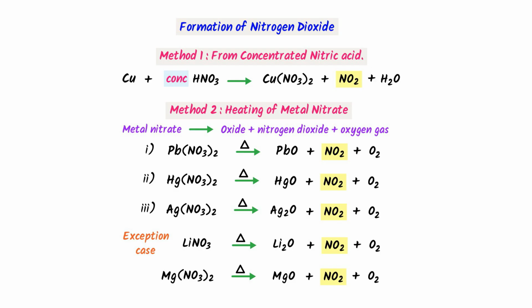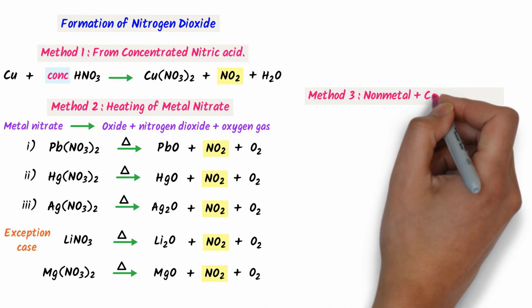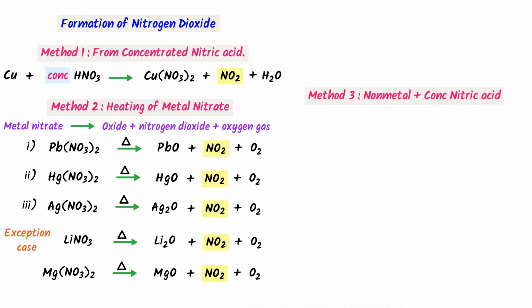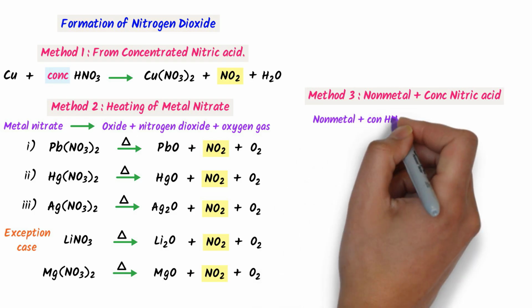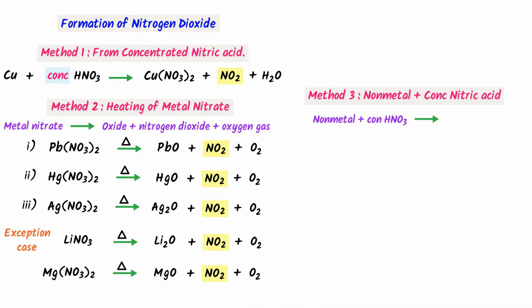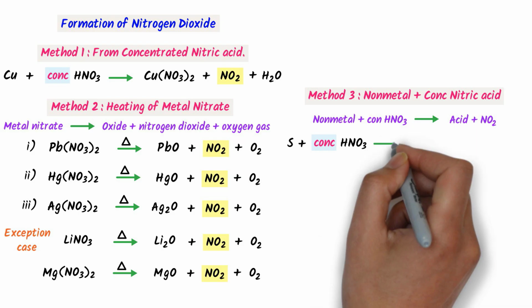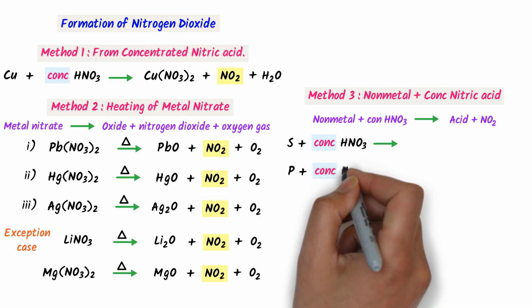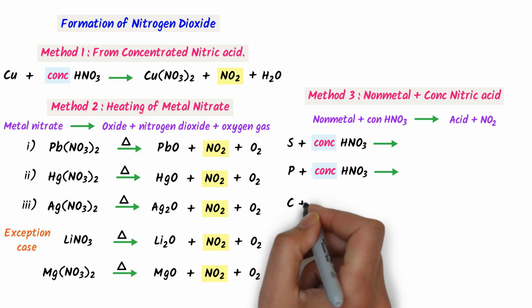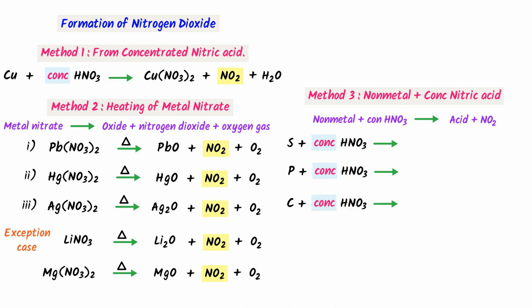The third method of producing nitrogen dioxide gas is reacting nonmetals with concentrated nitric acid. The rule for these kinds of reactions is simple. Nonmetal plus concentrated nitric acid reacts together to form nonmetal acid plus nitrogen dioxide gas plus water. For example, consider sulfur plus concentrated HNO3, phosphorus plus concentrated HNO3, and carbon plus concentrated HNO3.